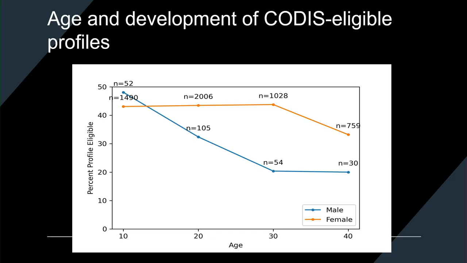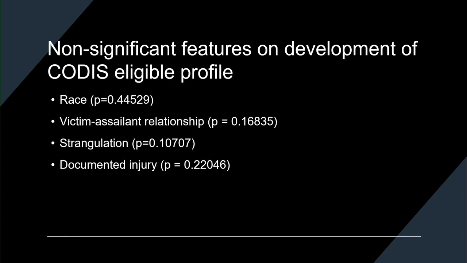But what we've found with female victims is around age 50, when many females go through menopause, we see a huge decrease in the development of a CODIS-eligible profile. We think that drop in estrogen, which decreases vaginal lubrication, likely lends itself to a decreased yield of DNA.